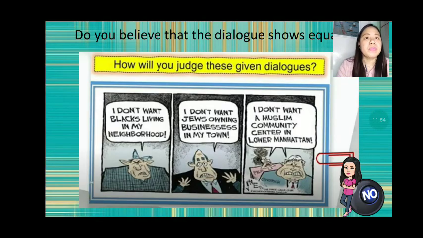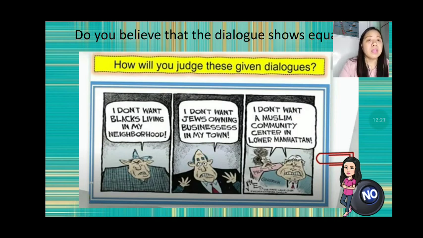Okay, let's move on. So, I have in here next a picture wherein I will just read the dialogue. The first box telling us, "I don't want blacks living in my neighborhood." "I don't want Jews owning businesses in my town." And the last one, "I don't want a Muslim community center in Lower Manhattan." So the question there, do you believe that the dialogue shows equality? Perfect. There is no equality in here. Why?